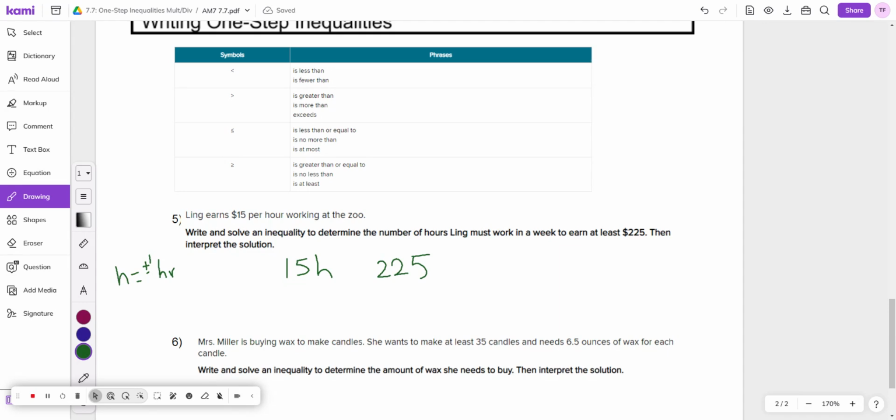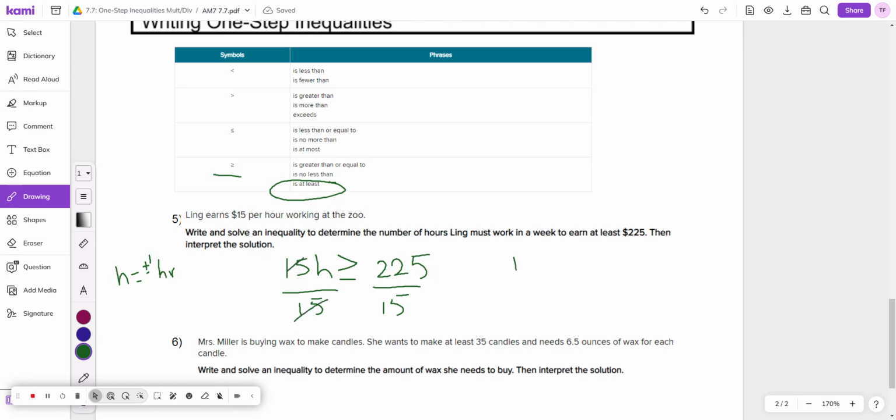Looking up here, I see "at least" right here, so I need to use the greater than or equal to symbol. To solve this, we'll divide both sides by 15.